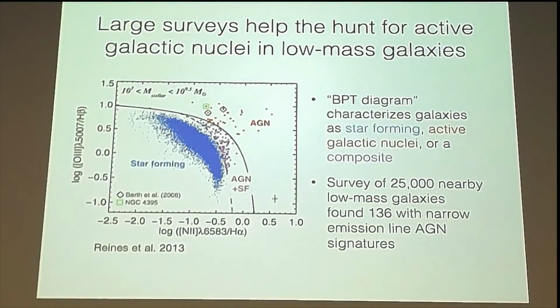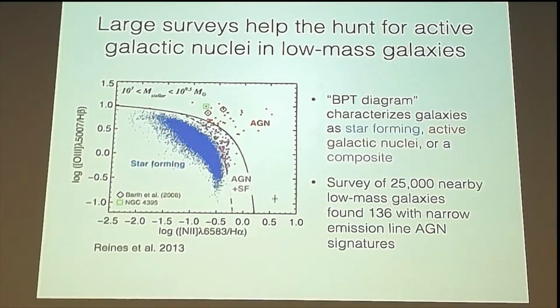Okay, so up until basically the last 5 to 10 years, we knew of only a handful of dwarf galaxies that contained active galactic nuclei. But thanks to very large-scale surveys where we've observed thousands of galaxies, we've been able to start looking for them in these really large samples. So this diagram on the left is going to come up a lot in the talk, so I'll just take a minute to walk through it.